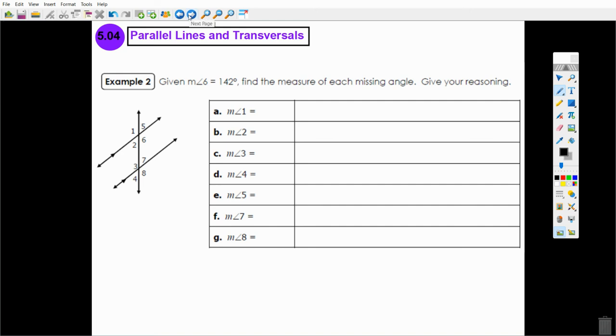All right. For example 2, similar scenario, but now angle 6, they tell us, is 142. I'm going to go ahead and do 1 and 6, 3 and 8 in red, and then I'll do 5 and 2, 7 and 4 in blue. I know right now that angle 6 is 142, so angle 1 is 142 also, because angle 1 and angle 6 are vertical.